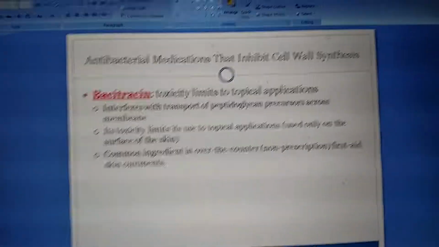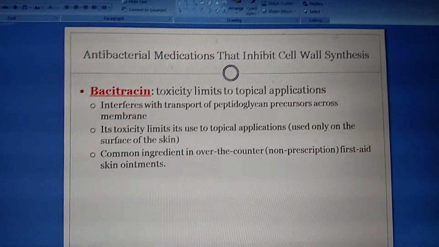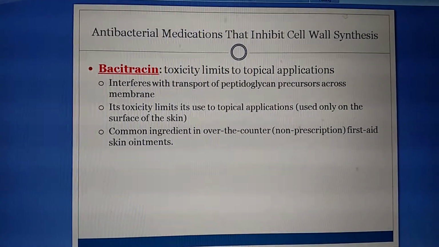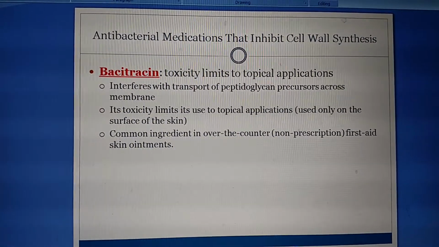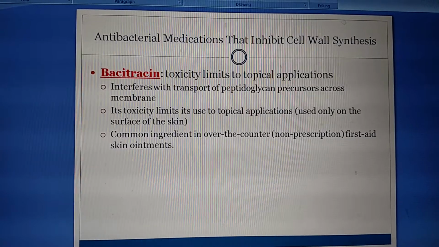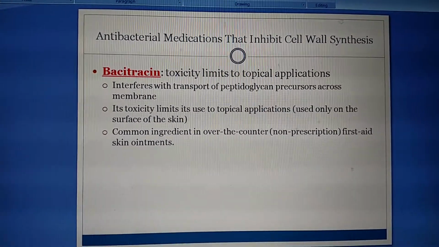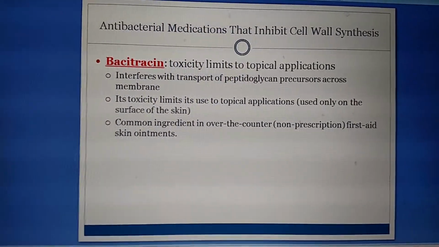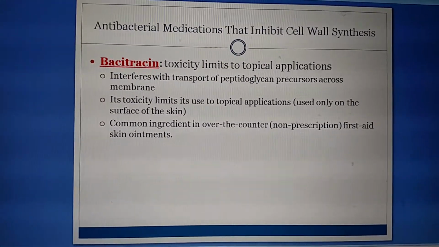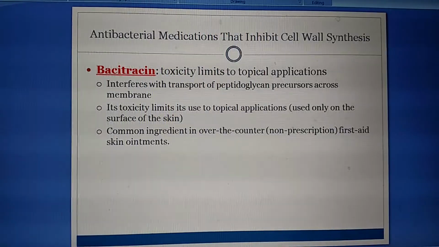When you look at the drug bacitracin, it is toxic. That is why it's limited to topical applications. It actually interferes with the transport of peptidoglycan precursors across the membrane. Since it's toxic, it can only be used topically, but it is a very common ingredient in over-the-counter non-prescription medicine.